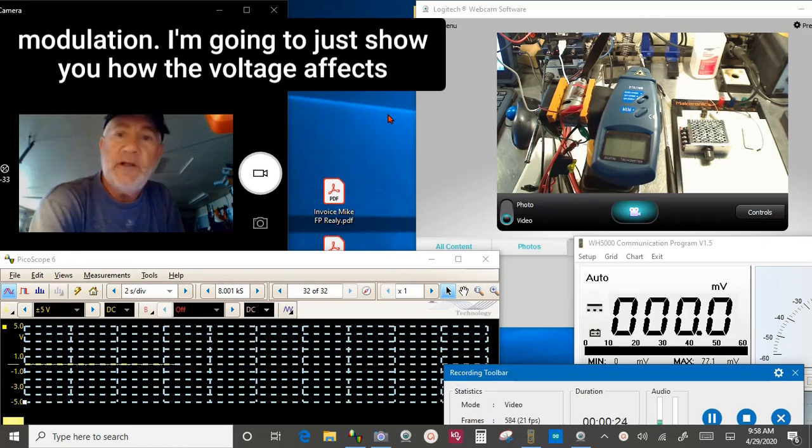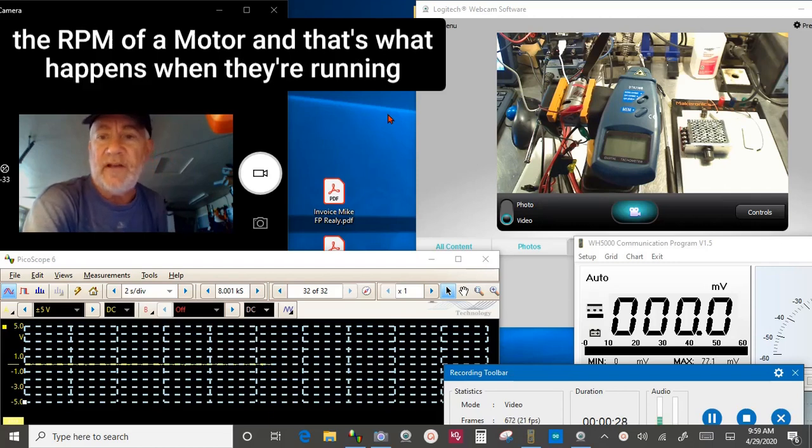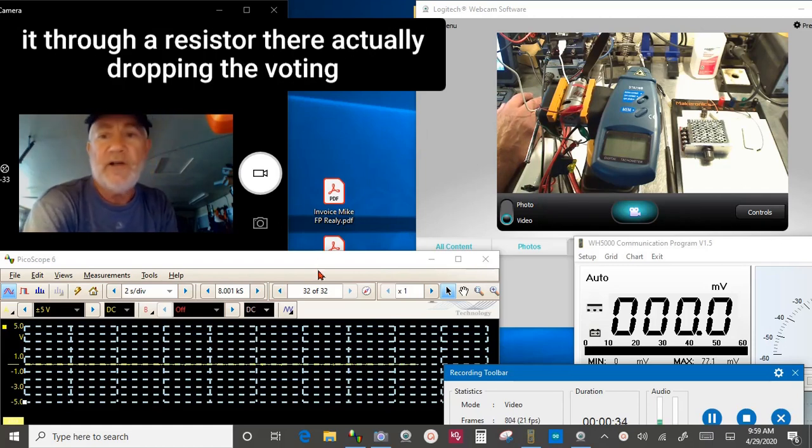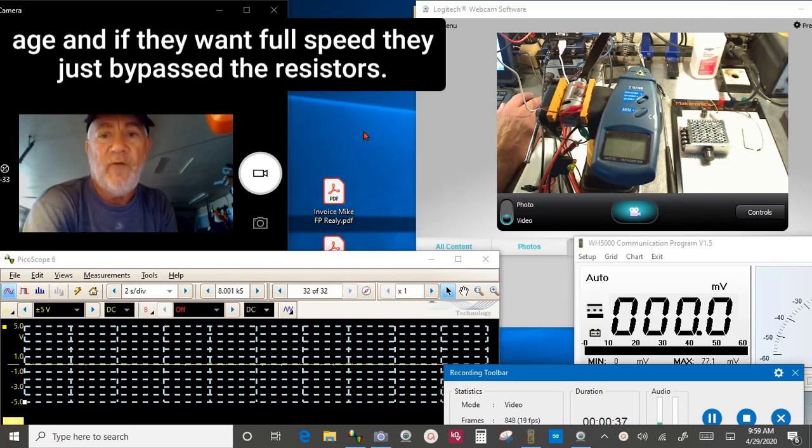I'm going to just show you how the voltage affects the RPM of a DC motor. And that's what happens when they're running it through a resistor. They're actually dropping the voltage, and if they want full speed, then they just bypass the resistors.